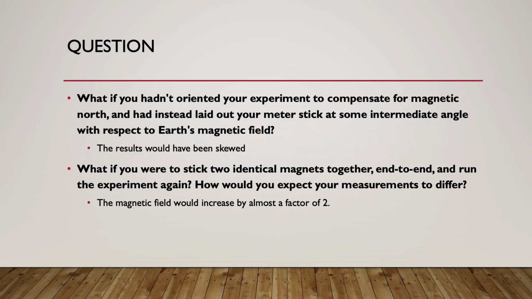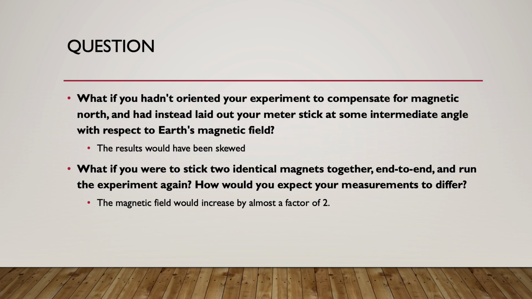For the final questions, what if you hadn't oriented your experiment to compensate for the magnetic north and instead had laid out your meter stick at some intermediate angle with respect to Earth's magnetic field? The results would have been very skewed due to the magnetic field of the Earth. To avoid this, we took the magnetic field of the bar magnet and the Earth to be 2 separate entities to account for the distinct magnetic field of the bar magnet.